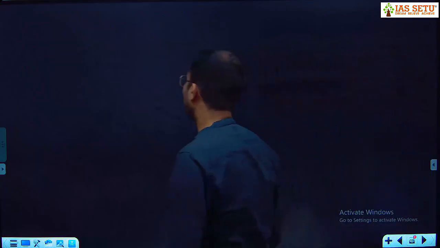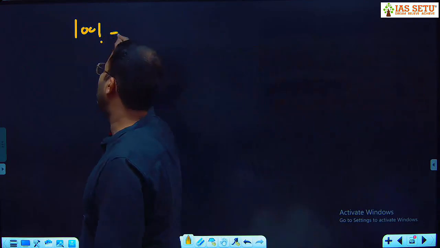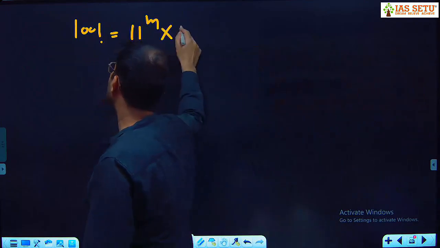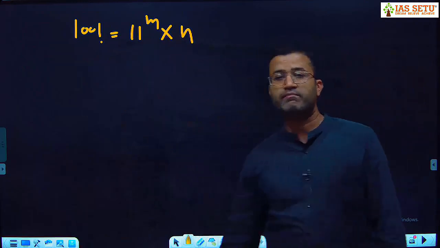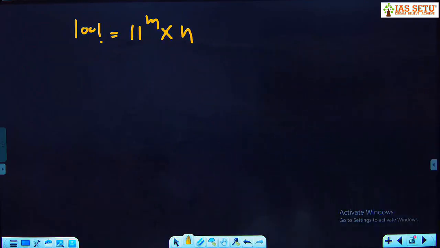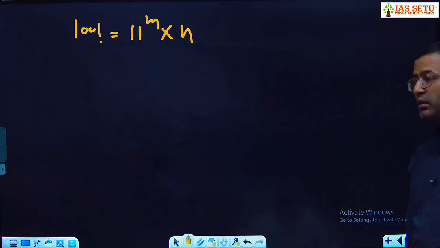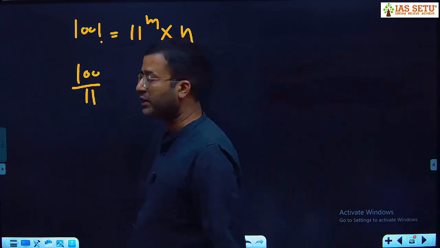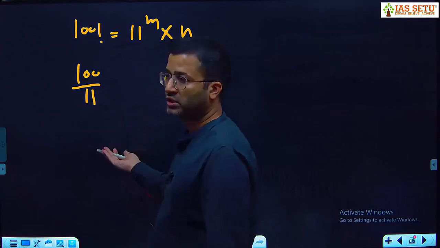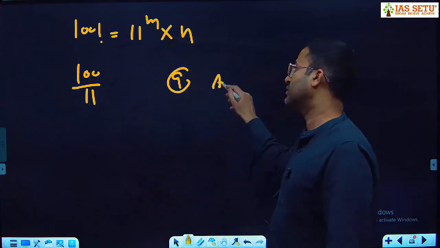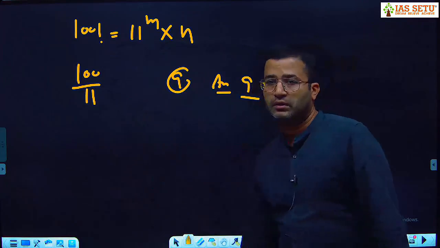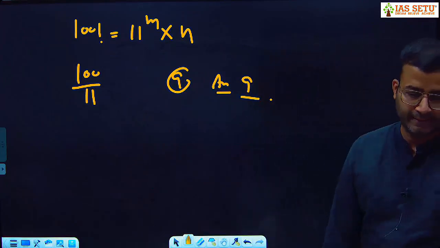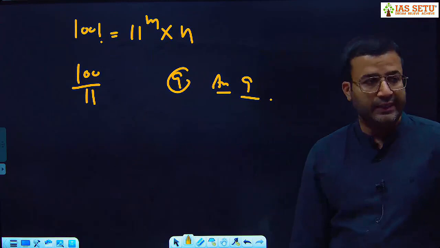Try this question. 100 factorial is equal to 11 to the power m into n. Find the maximum value of m. You have to divide 100 by 11. What do you get? 9. 9 is not divisible by 11. Quotient 0 will come. So your answer is 9 only. Clear?